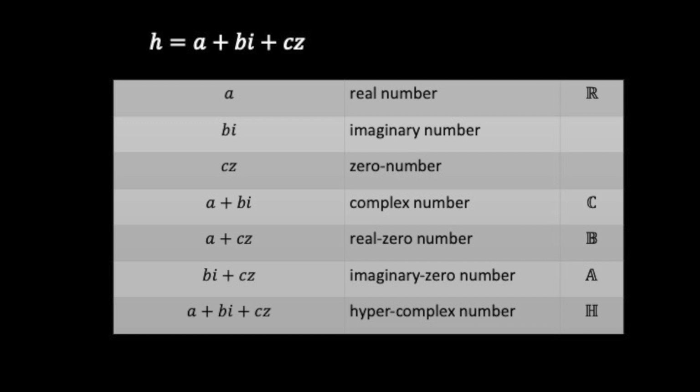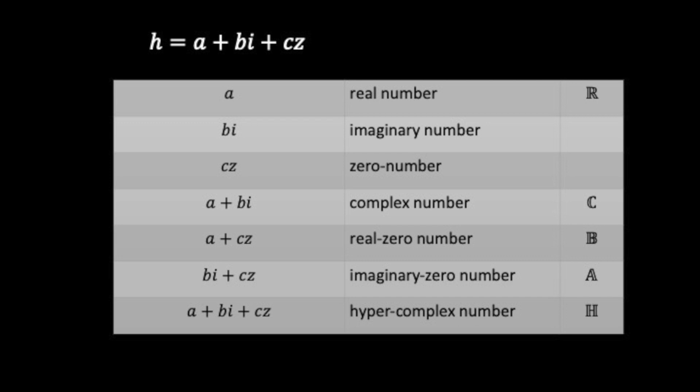When we have a hypercomplex number h of the form a plus bi plus cz, when b and c are 0, we're only left with a, and that is a real number. When a and c are 0, the number becomes b times i, which is an imaginary number. And likewise, when a and b are 0, but c is not 0, we get the zero number cz. When only c equals 0, we get the complex number a plus bi.